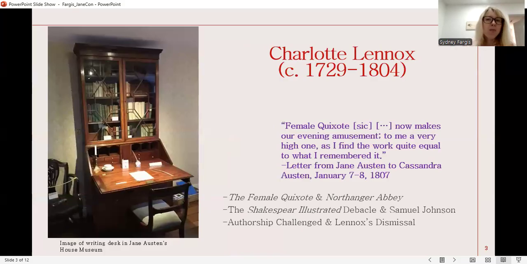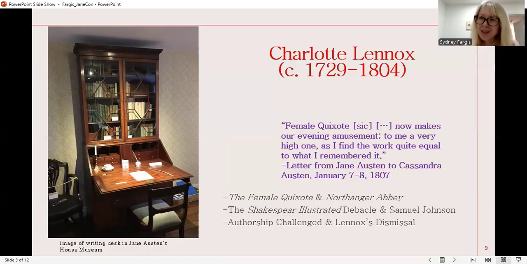Okay, so pausing a moment to take a peek at this quote on the screen. This is an excerpt from a letter Jane Austen wrote to her sister Cassandra in 1807. She says, "Female Quixote now makes our evening amusement. To me, a very high one, as I find the work quite equal to what I remembered it." So looking at that kind of clue there, remembered it. This is not the first time that she's read it. This would be a reread, perhaps multiple times over.